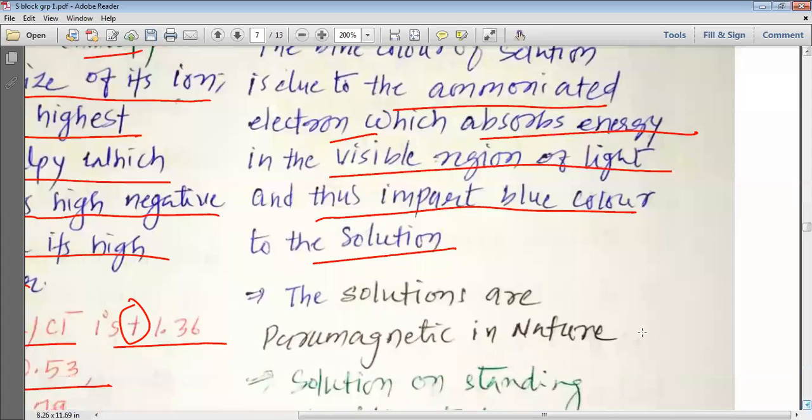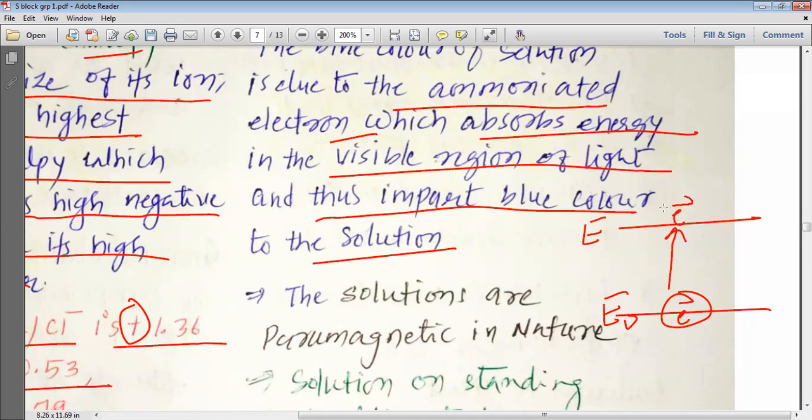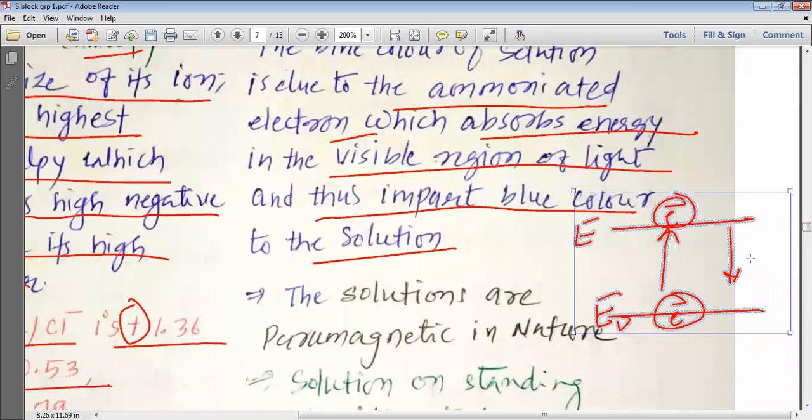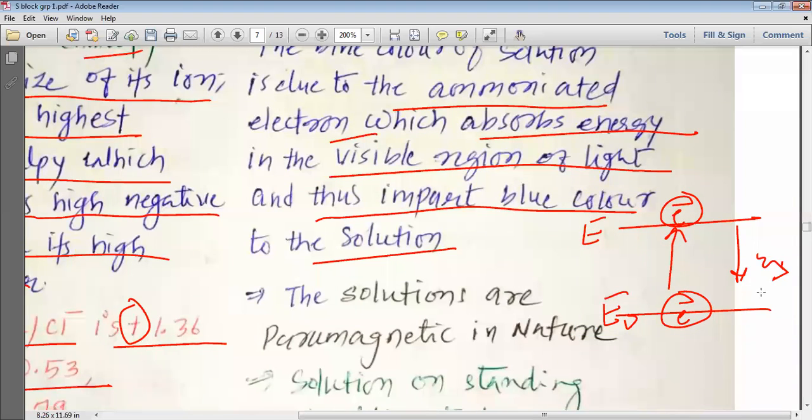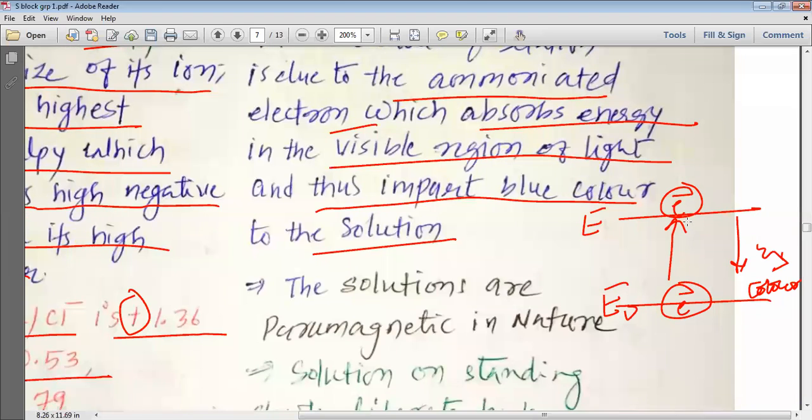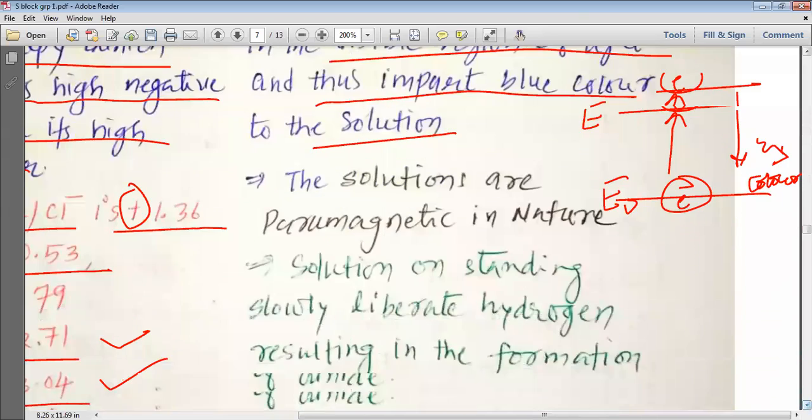As was explained, the electron goes from the lower energy level to the higher energy level, and while coming back from the higher energy level to the lower energy level, it radiates light. Light is radiated, and that is what imparts color. So this is how the color is observed in the compound, and this electron here is actually the ammoniated electron.